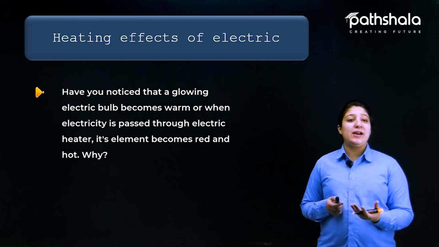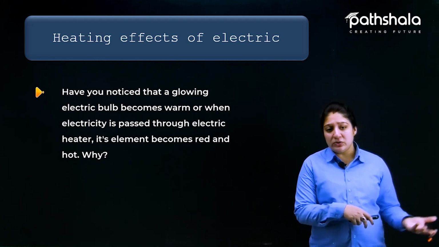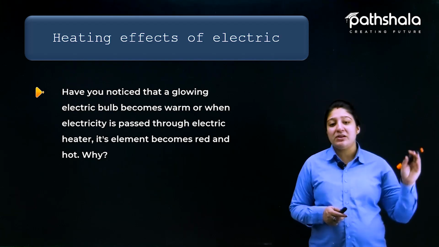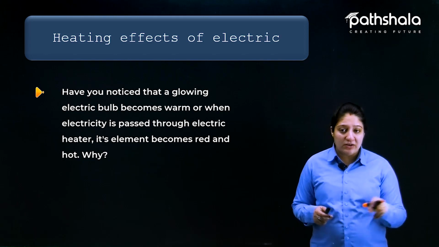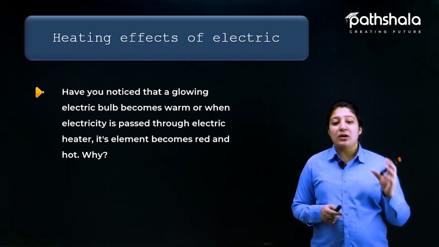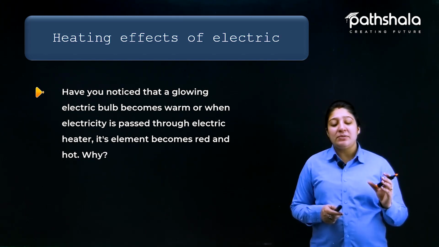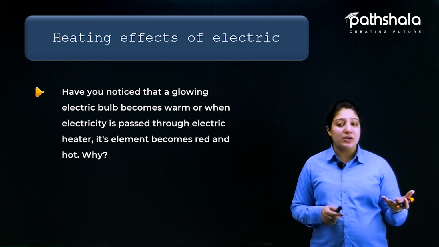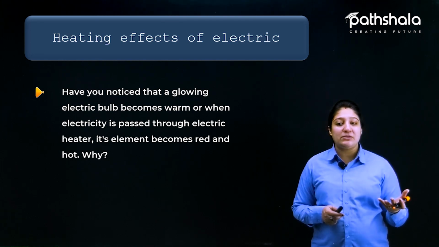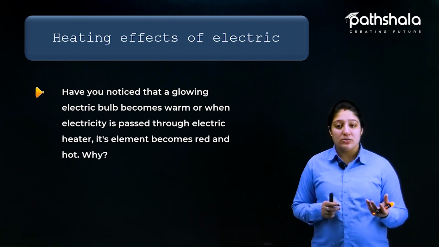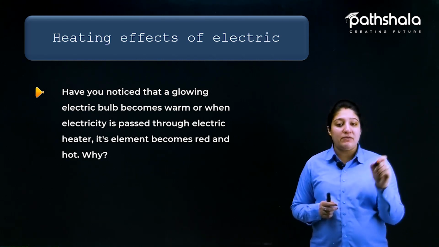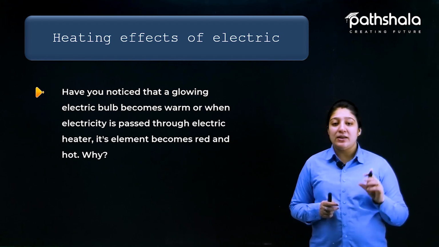Or in the case of electrical heaters, which we use during the winters, what happens when we switch them on? After some time, what happens to the element, the coil which is attached in the electrical heater? Well, when you switch on the electricity, after some time that heater becomes red and hot in color, right? The coil attached in the electrical heater becomes red.